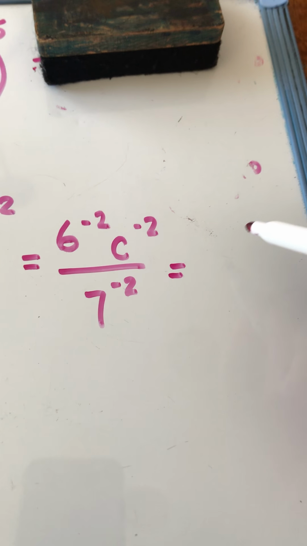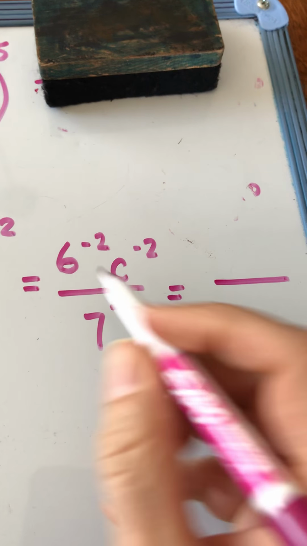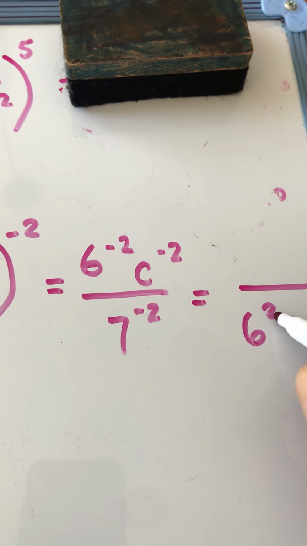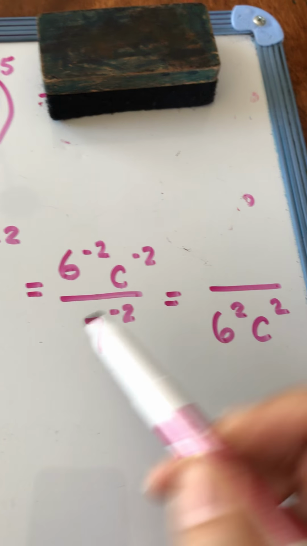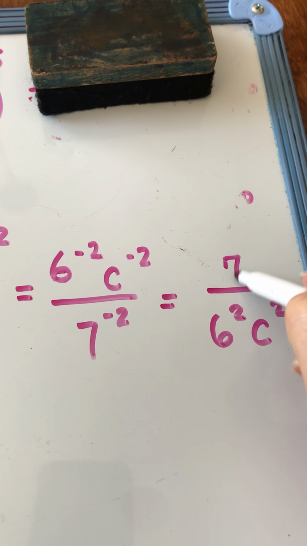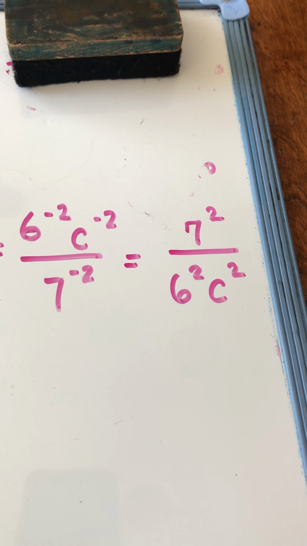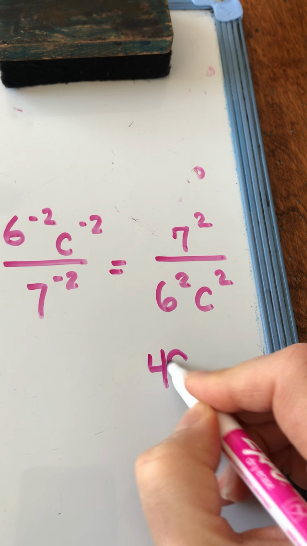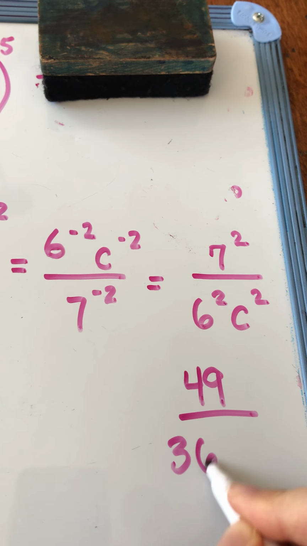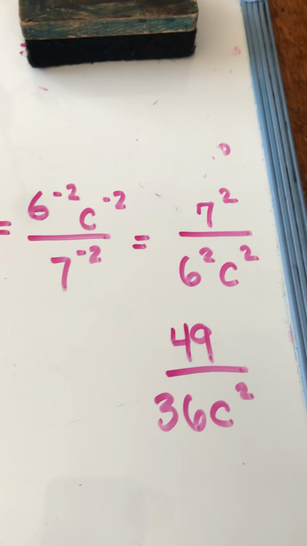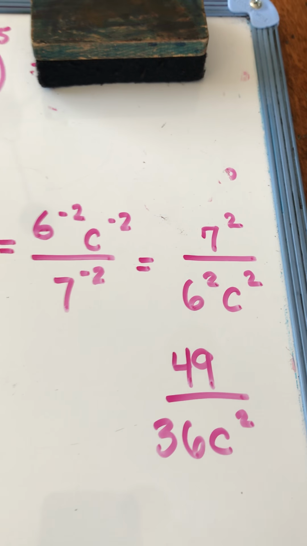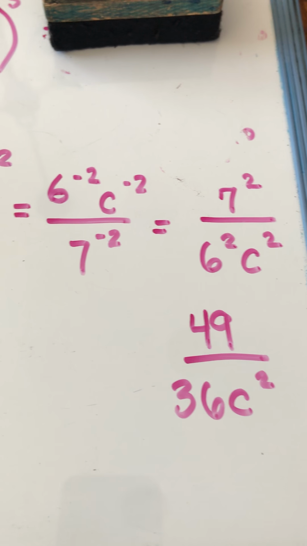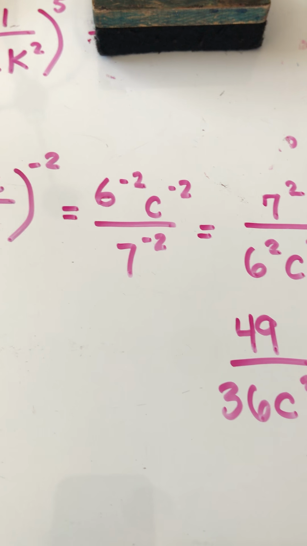Okay, so anything with a negative exponent needs to move. These two have negative exponents and they're in the numerator, so they're going to move to the denominator. And then this is already in the denominator, that will move to the numerator. Then we can simplify anything to the power of 2. That's straightforward. 7 squared is 49, 6 squared is 36, and then we have c squared. So we just gotta look, 49 and 36, do they have any common factors where we could reduce that fraction? No, so that would be our final answer.